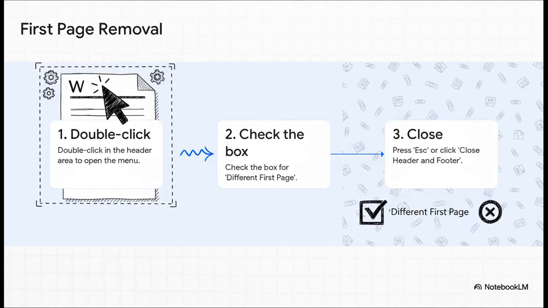So here's the secret. Instead of going to the Insert tab, just double-click right inside the header area of any page. That'll pop open the special Header and Footer menu. Now, just look for the checkbox that says Different First Page and click it. That's it. The header instantly vanishes from page 1, but stays everywhere else. Just hit Escape or close the menu and you are done.